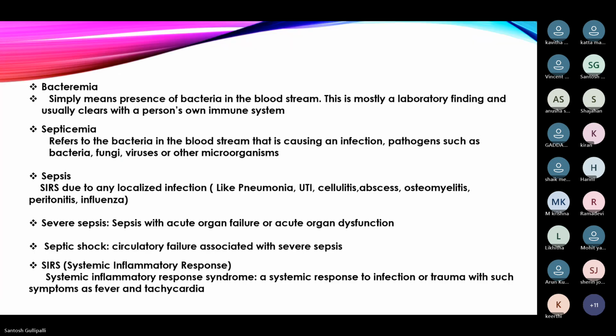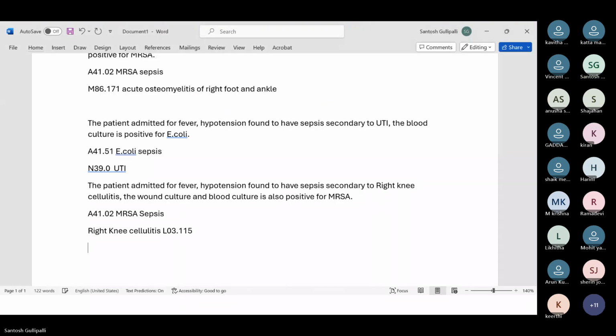Next, one more example. If different organisms come, then you can give them as separate codes. For example, the blood culture is positive for MRSA and E. coli. So that time you can give the MRSA sepsis a separate code and the E. coli sepsis a separate code.